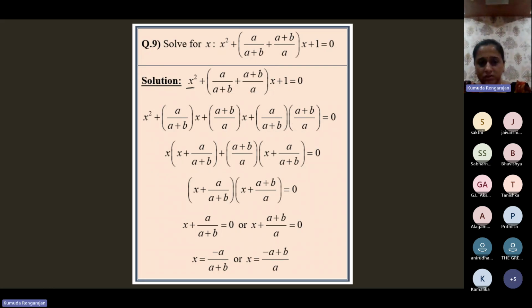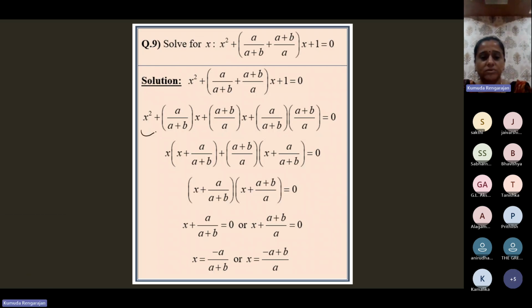See, this expression has one x square term, one x term, and a constant. The constant is 1. So we're going to write 1 as a by a plus b into a plus b by a, because that's one only. See, a plus b, a gets cancelled, so plus 1. That is one change we're going to do. And the other thing is we're going to open the bracket here. This into x is a by a plus b into x, and this into x is a plus b by a into x. So now we have 4 terms: one x square term, 2 x terms, and a constant is equal to 0.